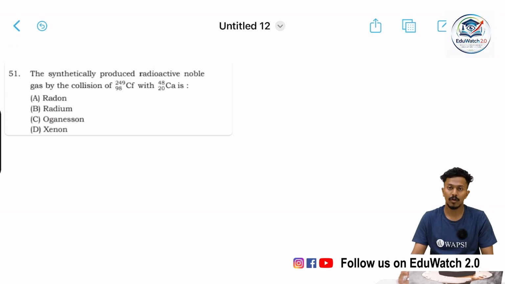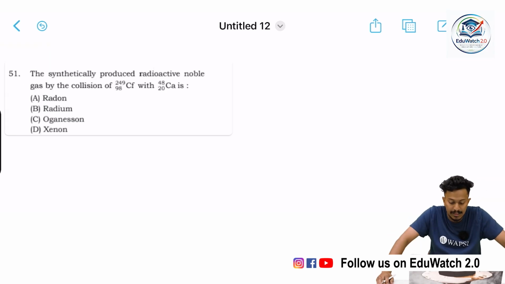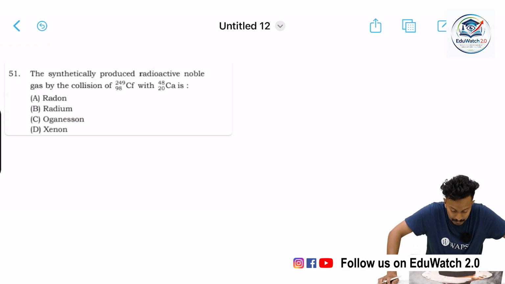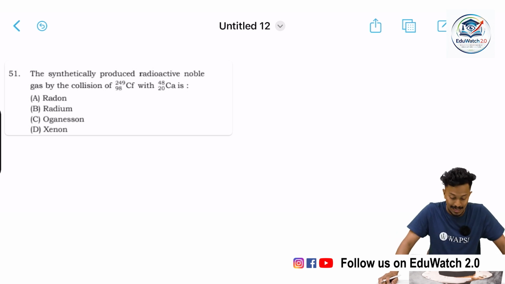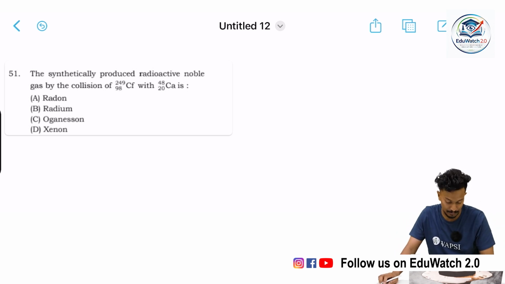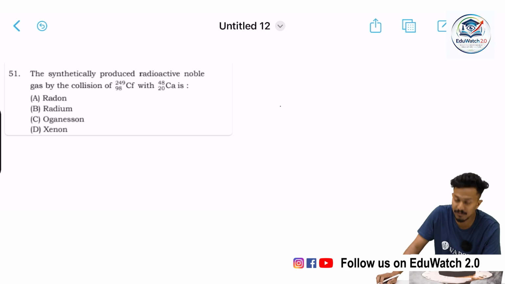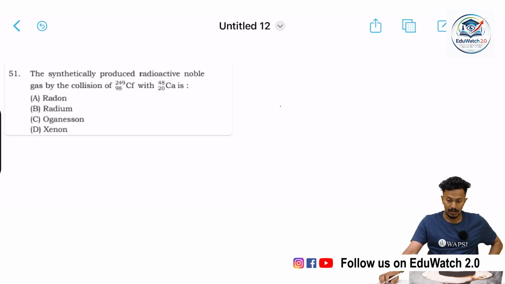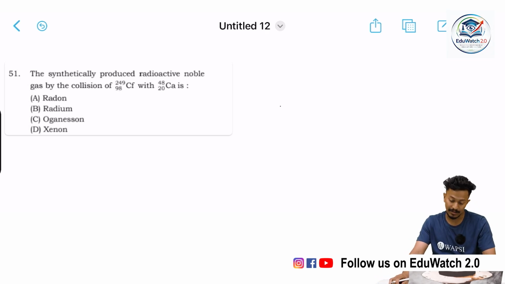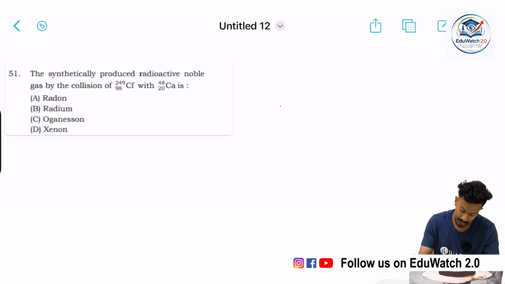Okay, our next question is: the synthetically produced radioactive noble gas by the collision of californium with calcium. Californium 249 with calcium 48. So here we are using oganesson with the atomic number 118 to produce such a huge impact.